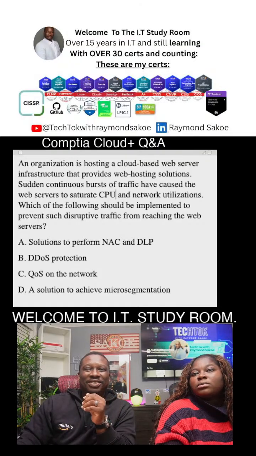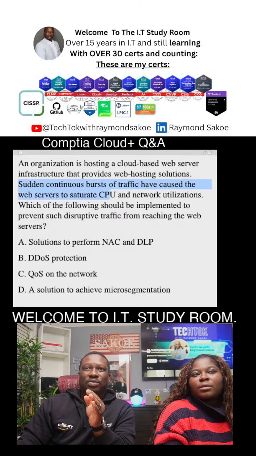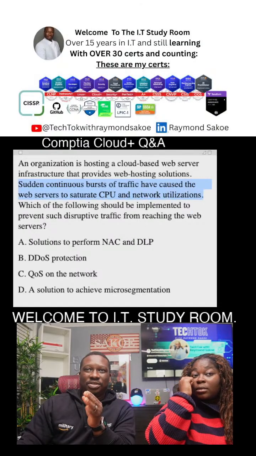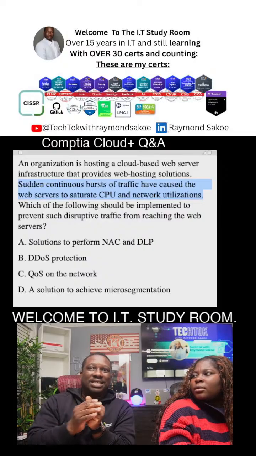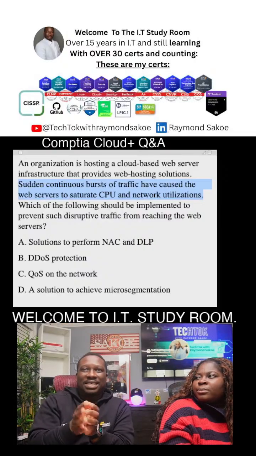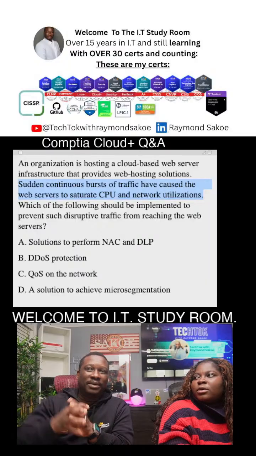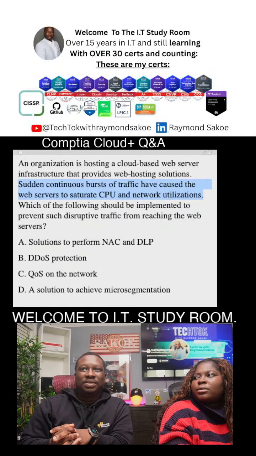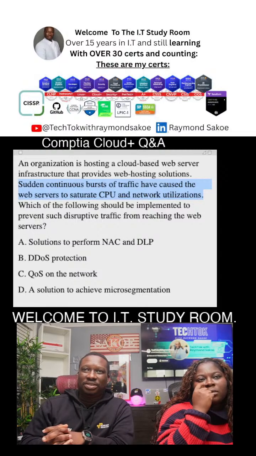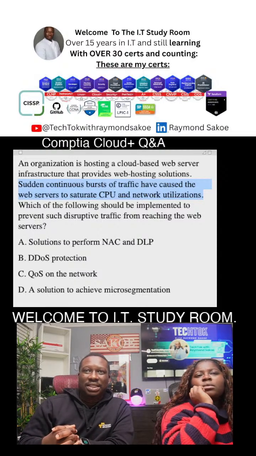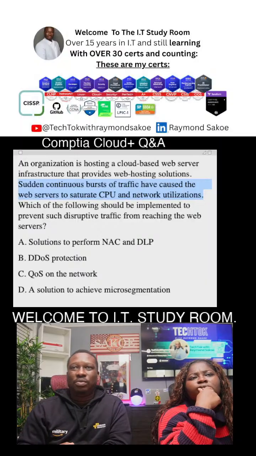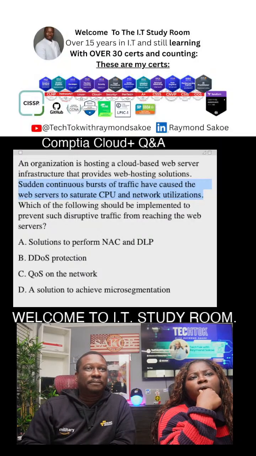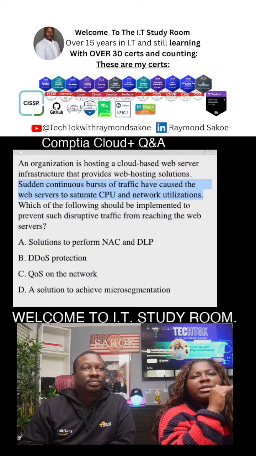Basically, it's saying there were sudden continuous bursts of traffic that caused the web server to saturate CPU and network utilization. So the CPU utilization went up, the network utilization also went up, right? And which of the following should be implemented to prevent such disruptive traffic from reaching the web service? How do I answer this? B, because it prevents mass packet reception, basically.